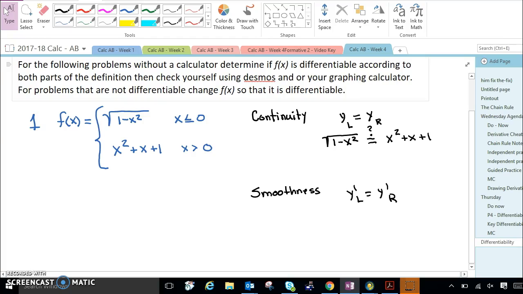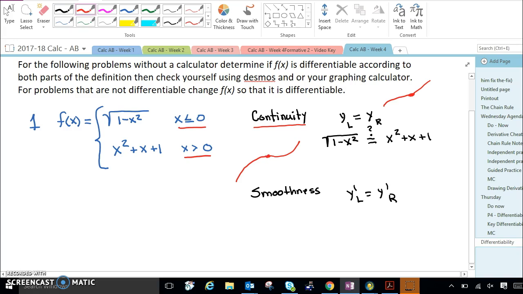We've been asked to determine if f of x is continuous and differentiable at x equals 0. And so we've got two portions of differentiability: continuity, meaning the graphs connect, and then smoothness, meaning the slopes match at a particular point.